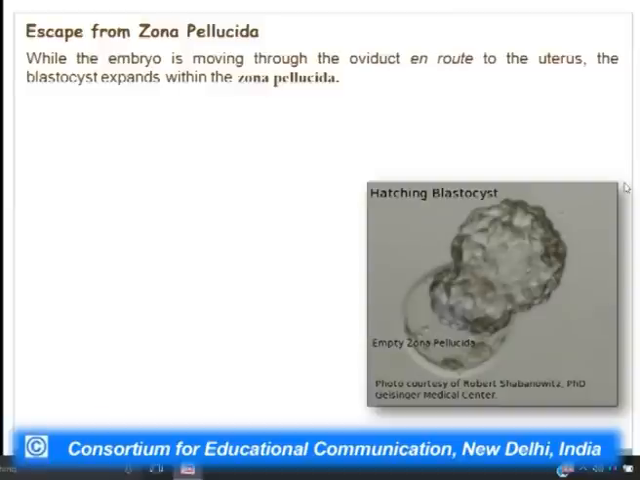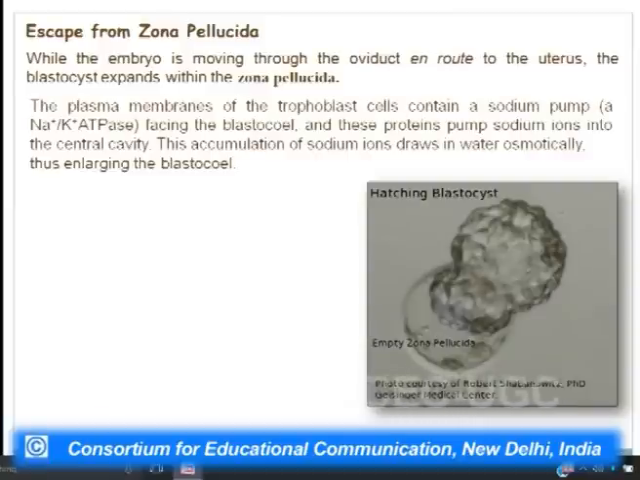the zona pellucida. The plasma membranes of the trophoblast cells contain a sodium pump, a sodium potassium ATPase, facing the blastocoel, and these proteins pump sodium ions into the central cavity. This accumulation of sodium ions draws in water osmotically, thus enlarging the blastocoel. So, the blastocoel keeps on expanding, and therefore, the growing blastocyst or the growing embryo inside the zona pellucida also keeps on expanding. Then there are certain kinds of proteases, just like trypsin.